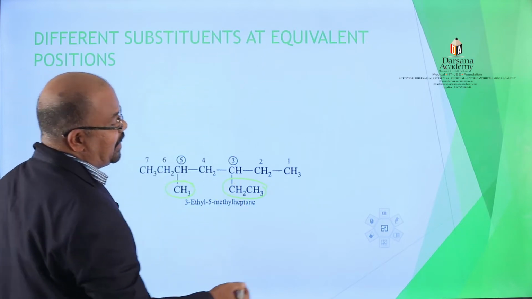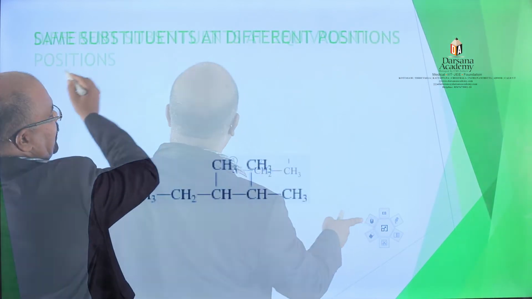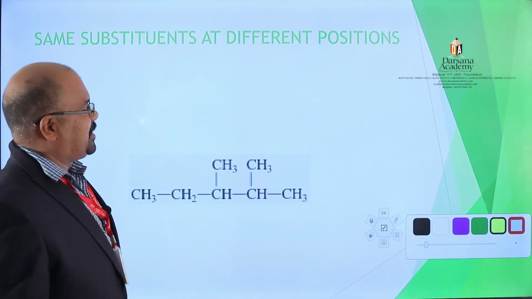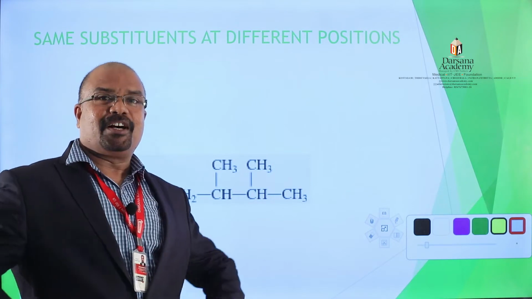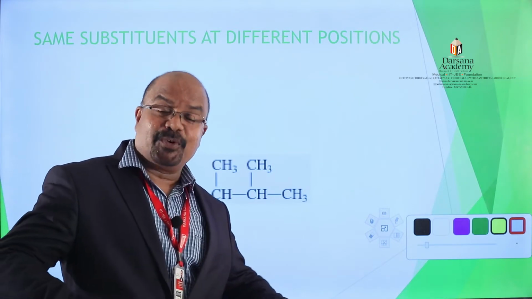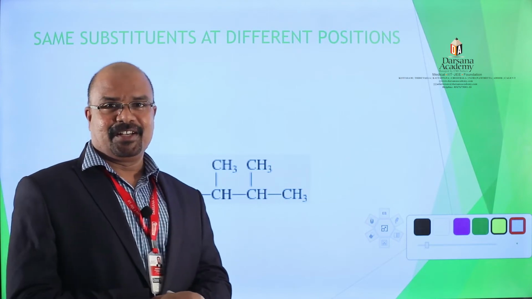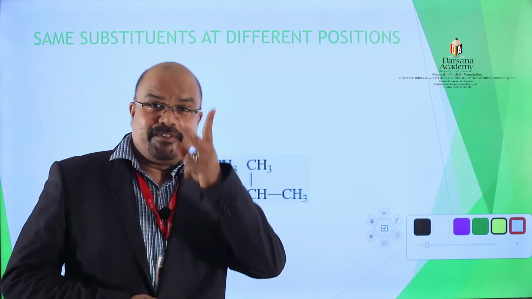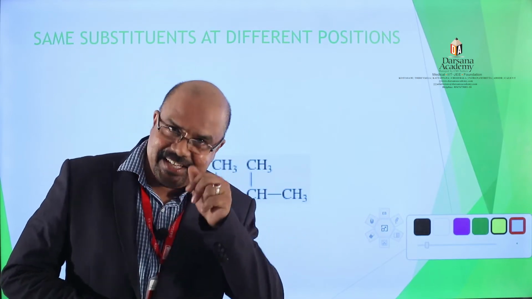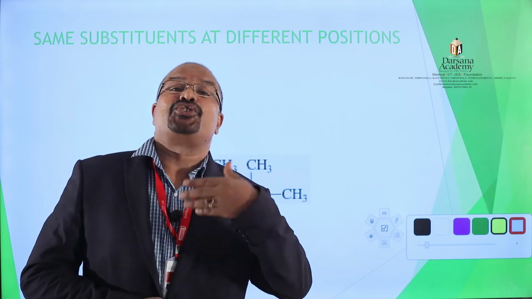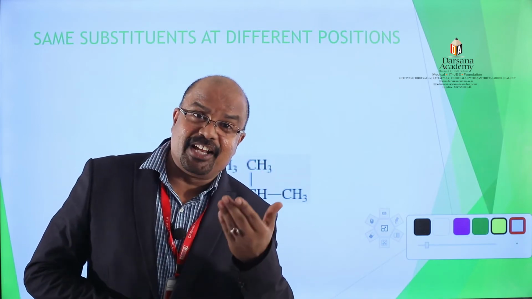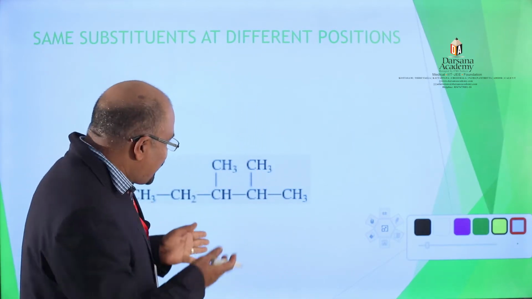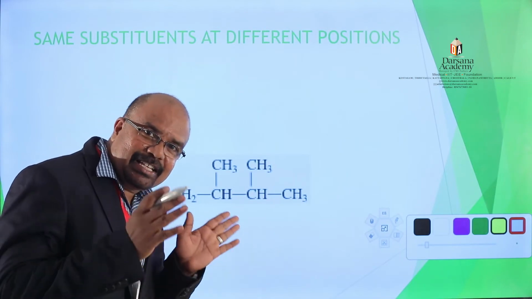Here is equivalent position. So the next one is the same substituents at different positions. So methyl will come more than one time, or ethyl will come more than one time. If the same substituents come more than once, if these occur 2 times it is di, 3 times tri, 4 times tetra. So we are using numerical prefixes di, tri, tetra, etc. So here also naming is the same.